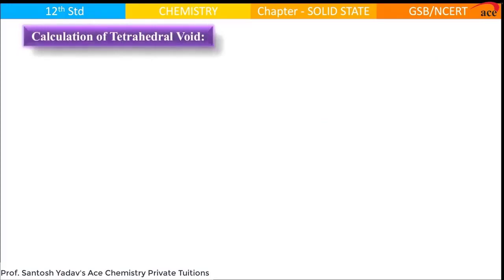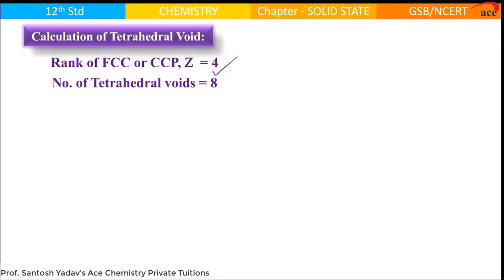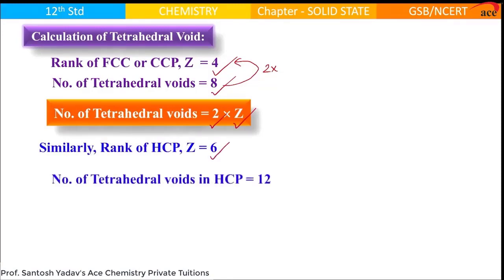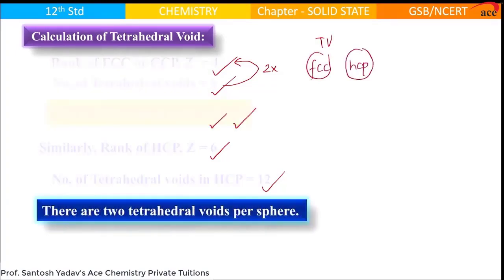To understand the calculation of the number of tetrahedral voids: FCC or CCP is made up of 4 spheres or 4 metallic atoms, and the number of tetrahedral voids is 8. That means the number of tetrahedral voids is double the number of spheres, 2 times the number of spheres. In HCP, the rank is 6, so the number of tetrahedral voids will be 12. Remember, tetrahedral voids are present in both FCC and HCP because they have a similar type of packing. So, there are 2 tetrahedral voids per sphere.